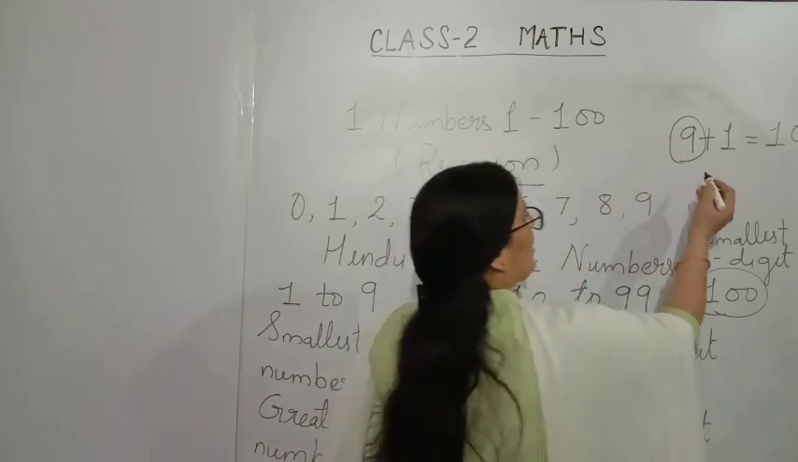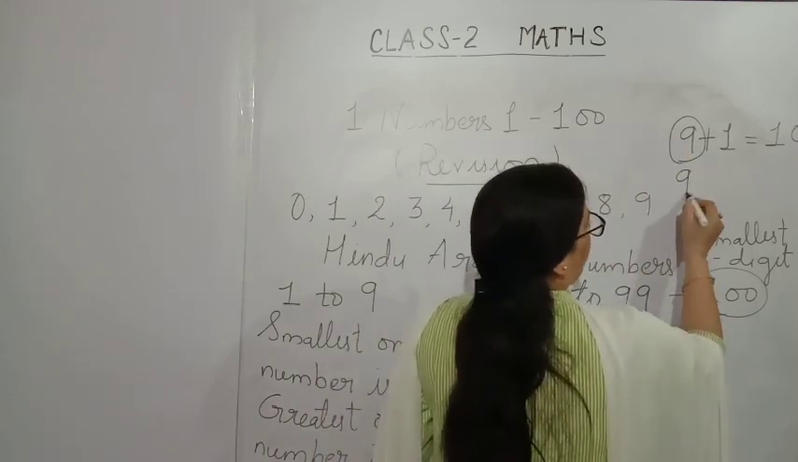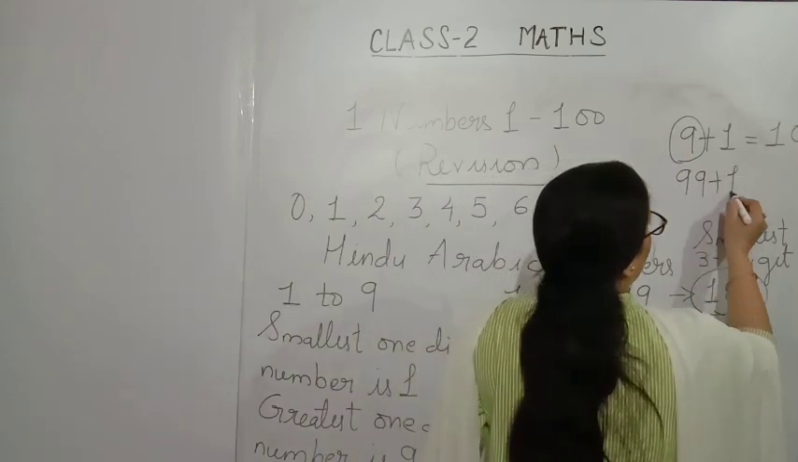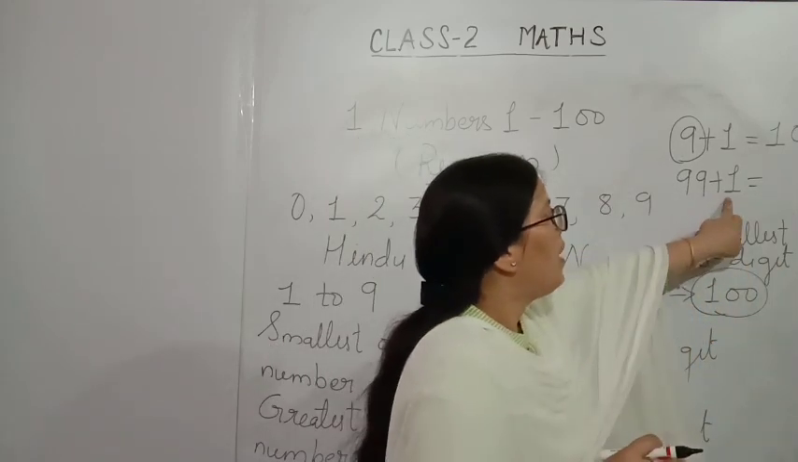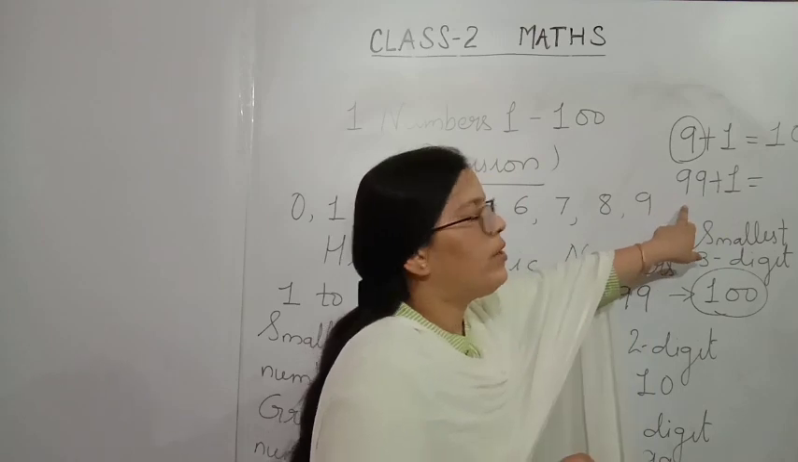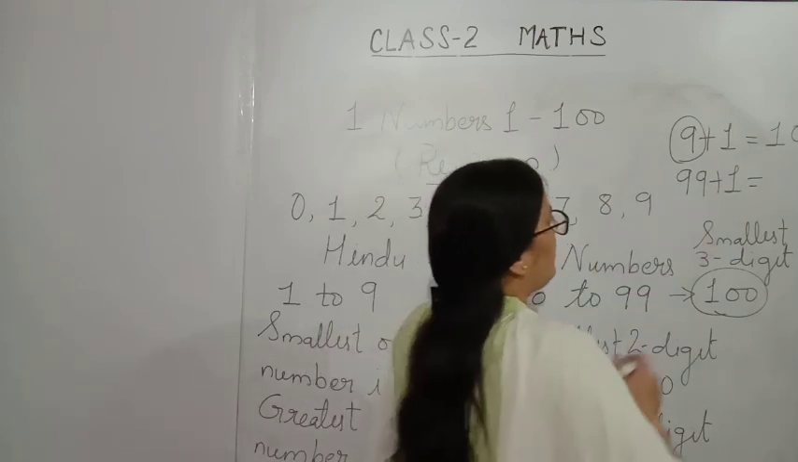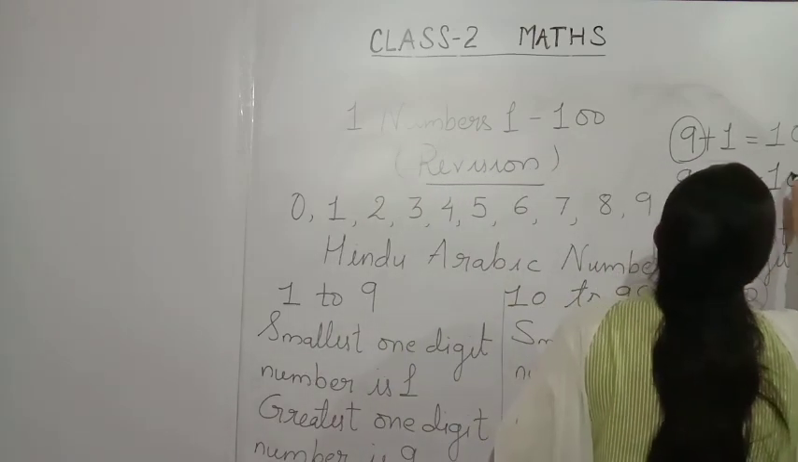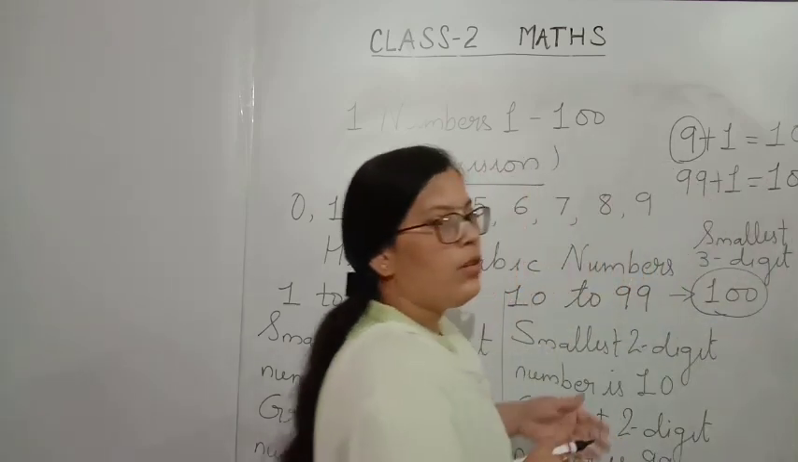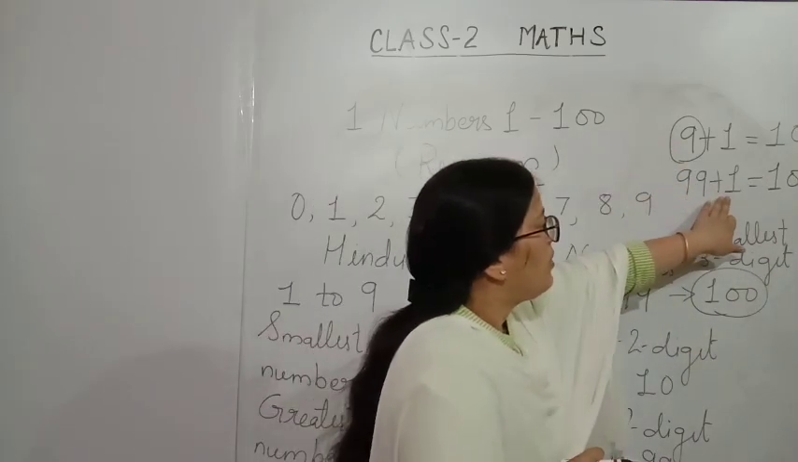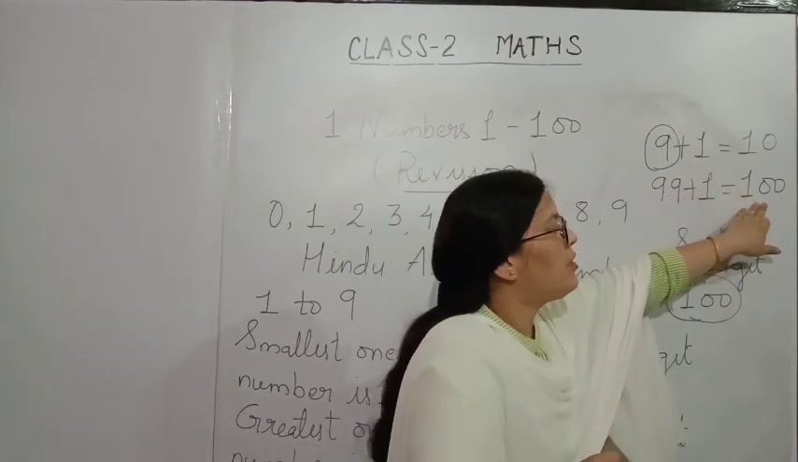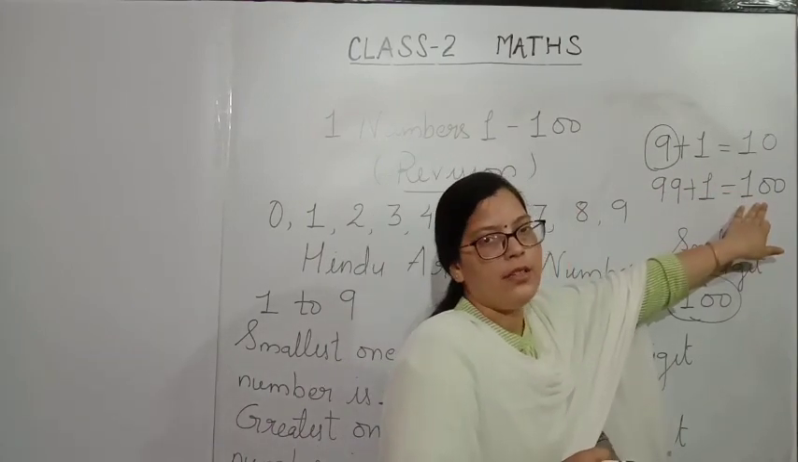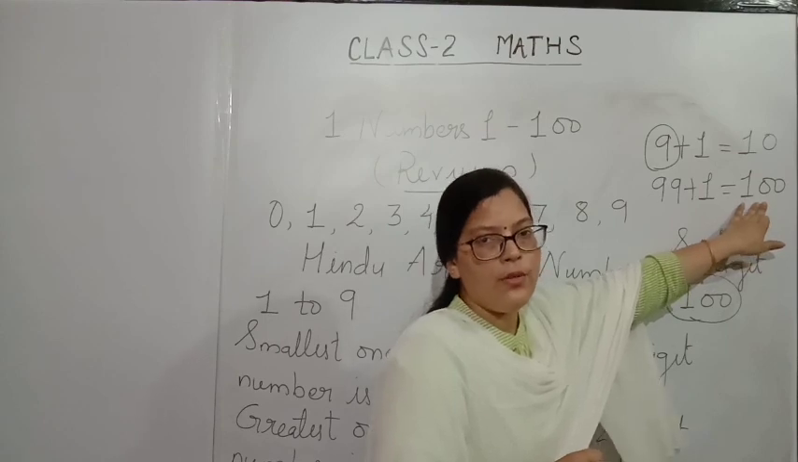Similarly, in the same way, when we add 1 to the greatest 2-digit number, we get 100. Okay, so what does it mean? It means that when we add 1 to the greatest 2-digit number, we get the smallest 3-digit number. Clear all of you?